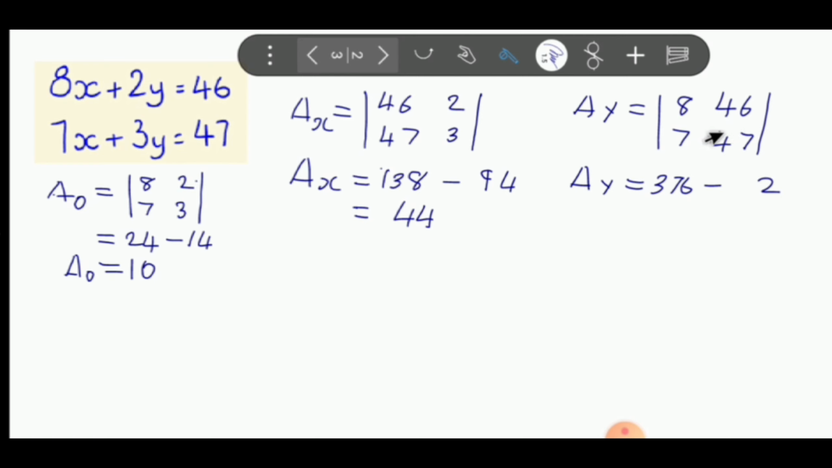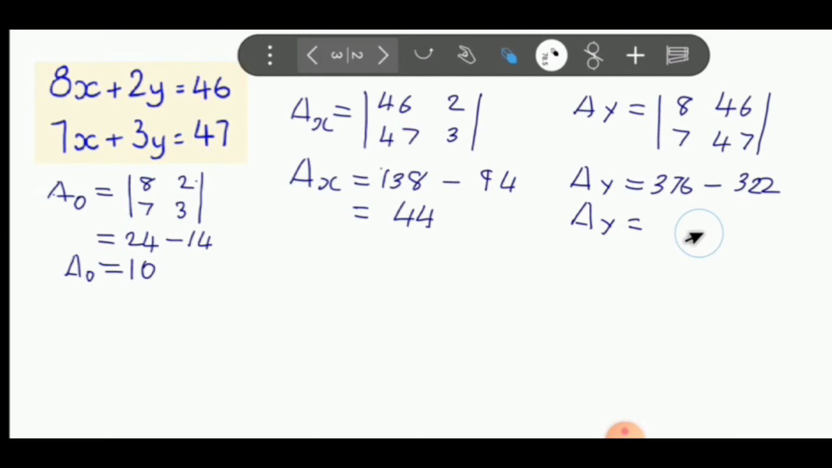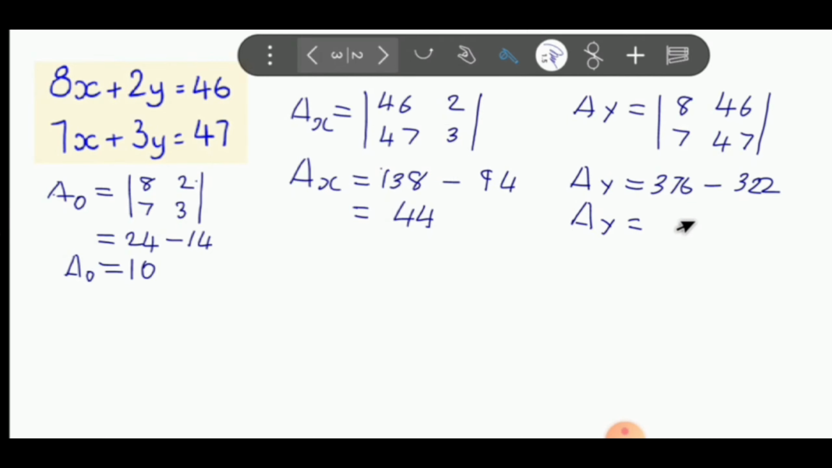Then 46 times 7 minus 46 times 7, that's 28, 32. So we say change in y equal to... so that which needs to be y 5. So 6 minus 2, 4, 7 minus 2, 5. So that's 54. Then now time to get x and y.